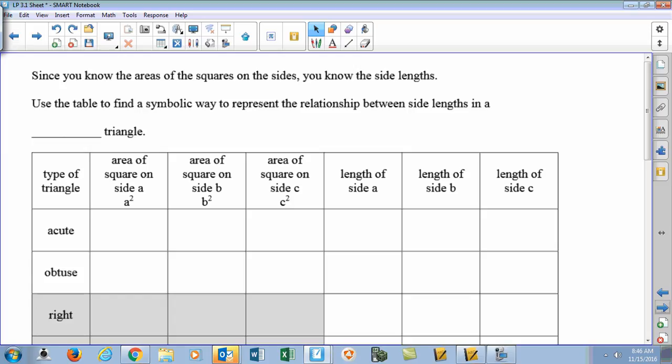So it says, since you know the areas of the squares on the sides, you know the side lengths, use the table to find a symbolic way to represent the relationship between the side lengths in a right triangle.